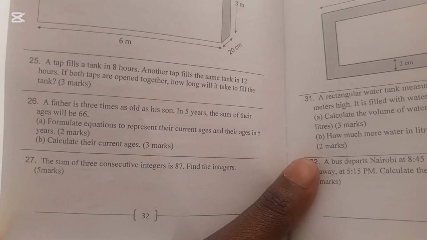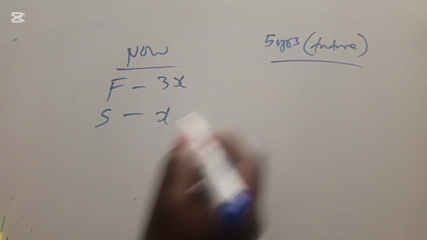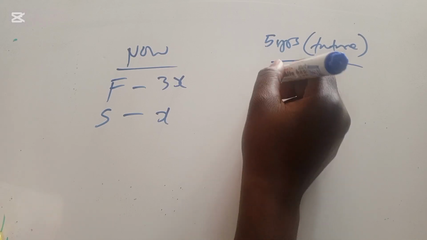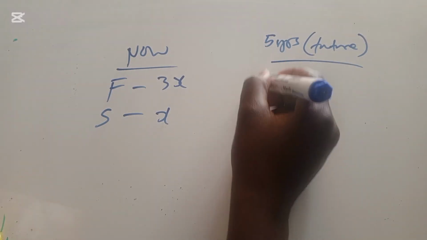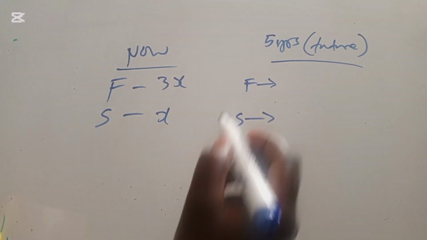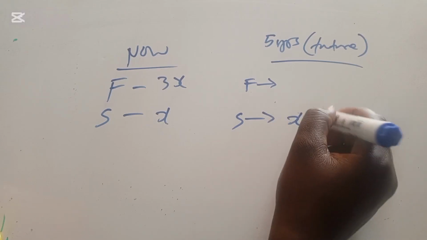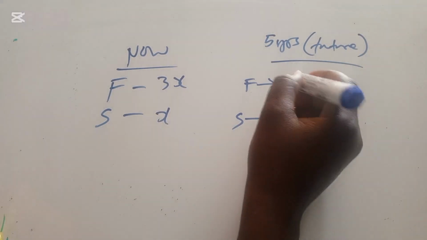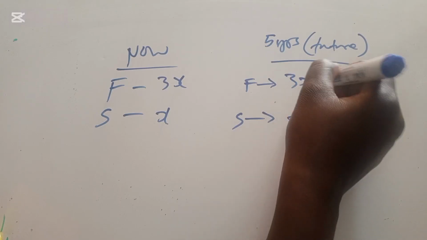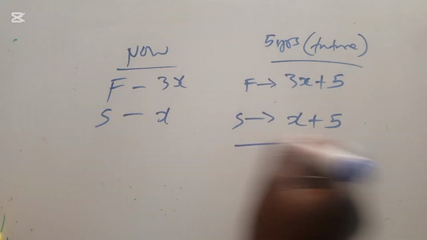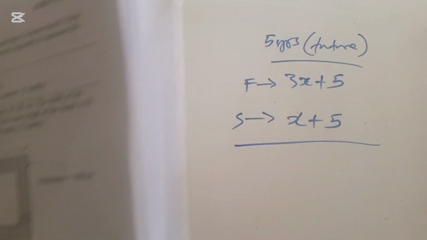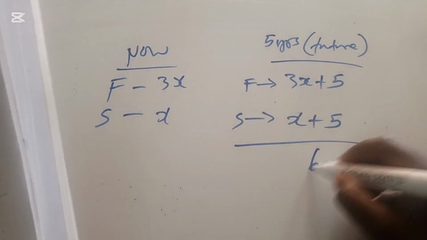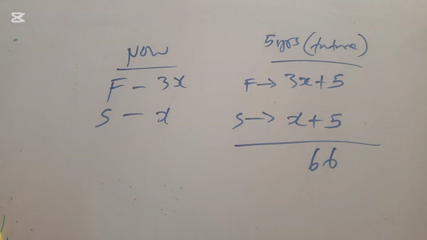In 5 years, the sum of their ages will be 66. So in 5 years, how old will each be, the father and the son? The son will be x plus 5. What about the father? Add 5 years: 3x plus 5. We are told the sum of their ages in 5 years will be 66. If you add this, it will give you 66.